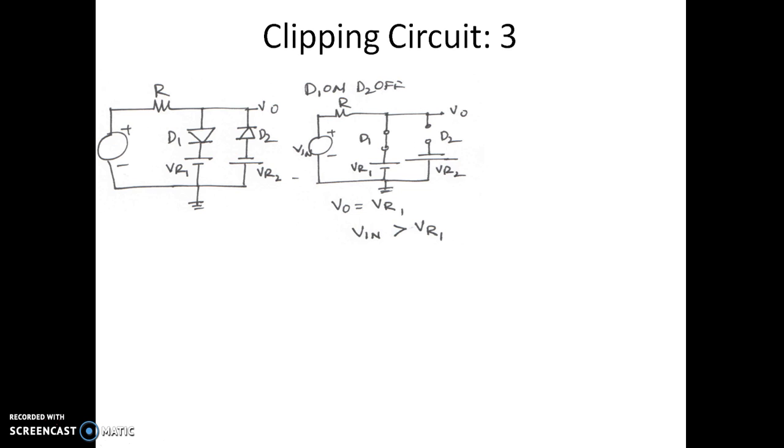We shall see in detail the working of this circuit in the next video.